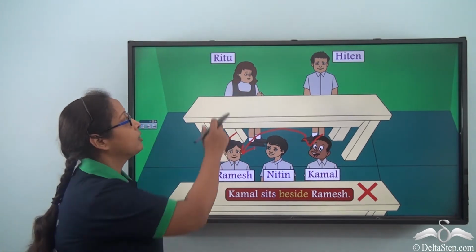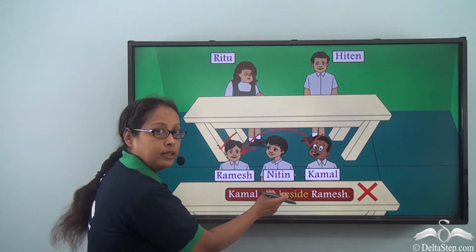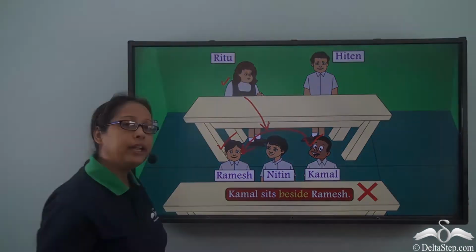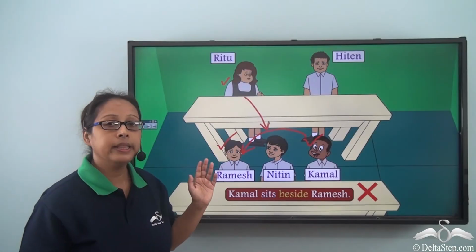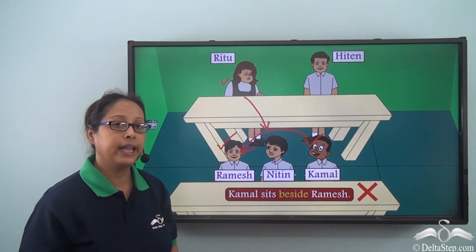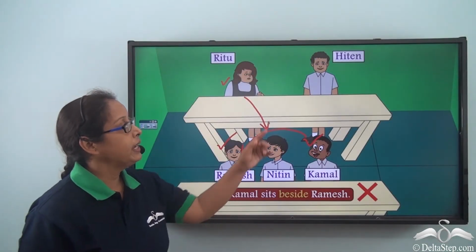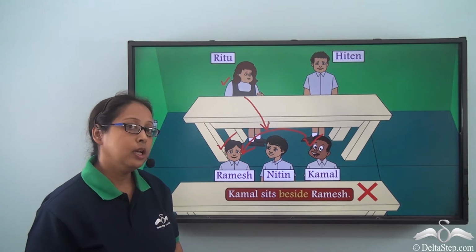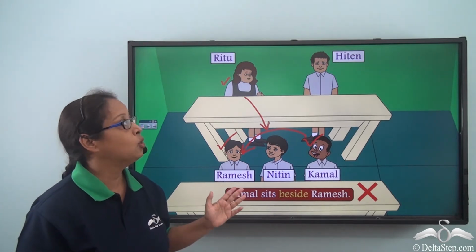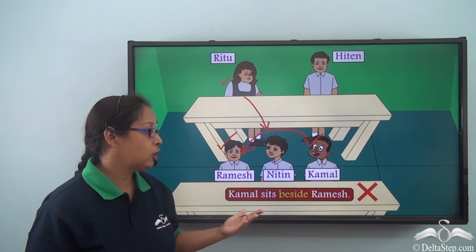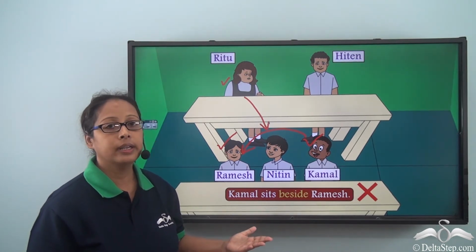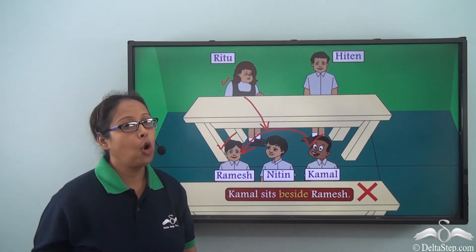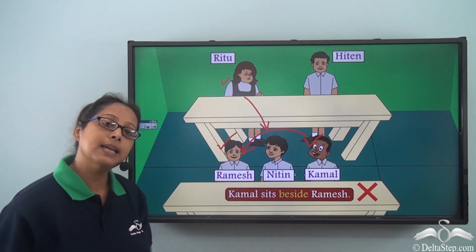But can we say that Ritu sits beside Nitin? No, this is Ritu over here, and can we say that she is sitting beside Nitin? No. We can see that Ritu is not sitting on the side of Nitin. In the same way, Hiten is not sitting on the side of Nitin. So we cannot say either Ritu or Hiten are sitting on the side of Nitin. That is not the correct answer. When we say beside, what do we mean? It is on the side of something or somebody.